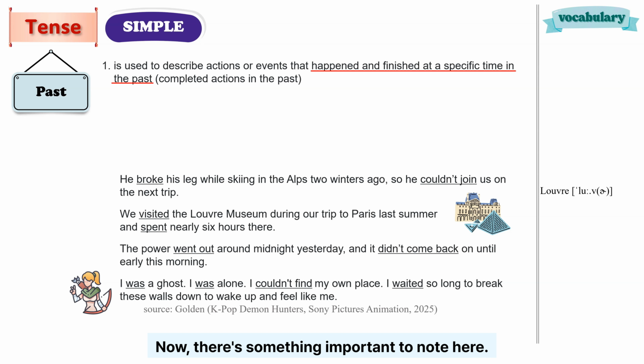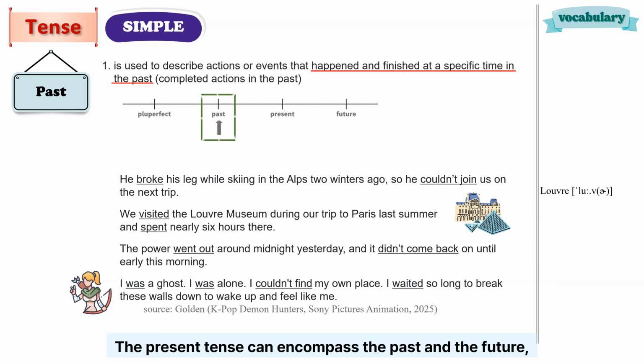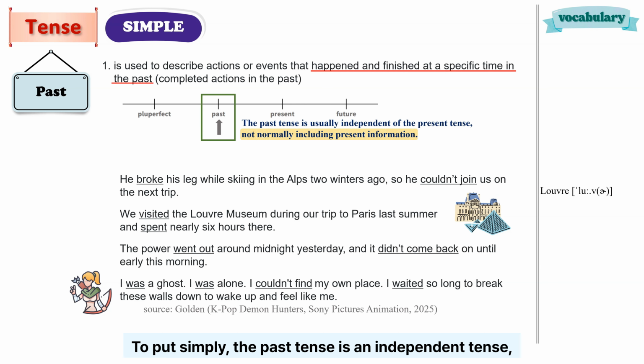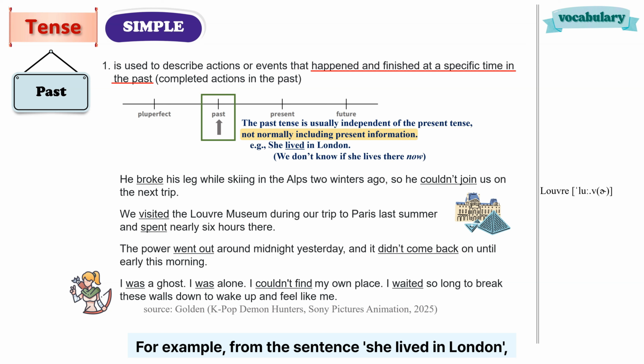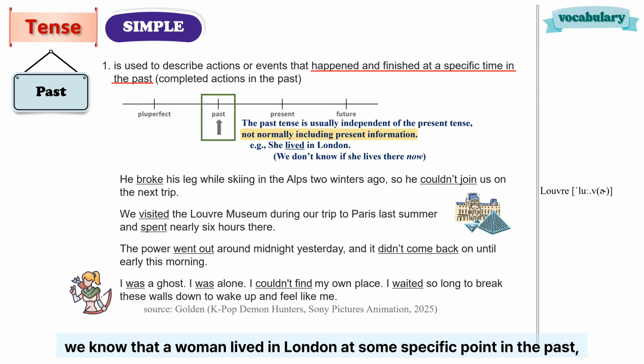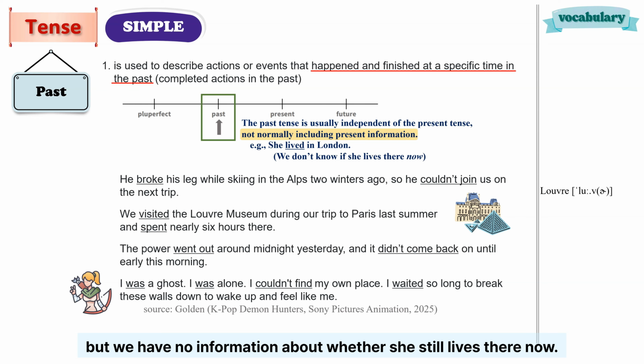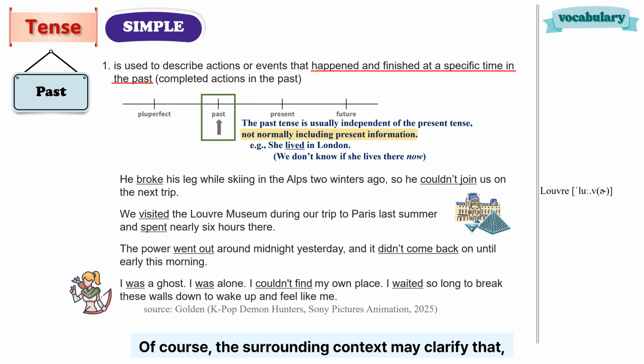Now, there's something important to note here. The present tense can encompass the past and the future, but the past tense cannot. To put it simply, the past tense is an independent tense, completely separate from the present. For example, from the sentence, "She lived in London," we know that a woman lived in London at some specific point in the past, but we have no information about whether she still lives there now. Of course, the surrounding context may clarify that, but if you only look at this one sentence, it does not tell you anything about her current situation.